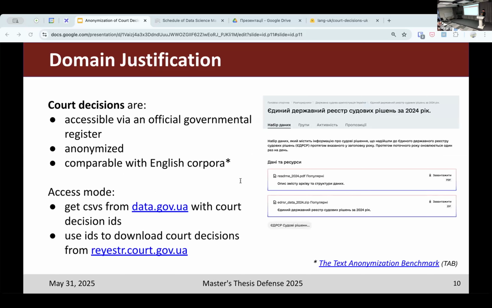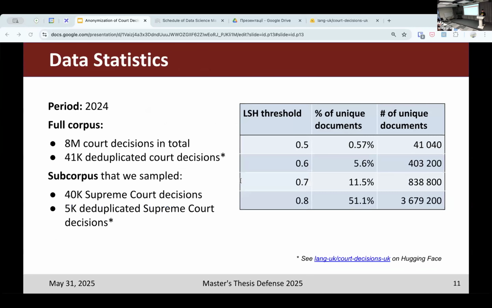And speaking of the domain justification, when selecting a domain and data resource, we decided to stop at decisions of Ukrainian courts, which are published in anonymized form. It means that if we can synthetically de-anonymize them, we'll obtain a labeled data set, so we'll be able to measure the performance of an anonymization tool. And moreover, there is an anonymization paper for the English language called Text Anonymization Benchmark, TAB, that basically measures anonymization tools in English based on data from the European Court of Human Rights, so we can compare the results.